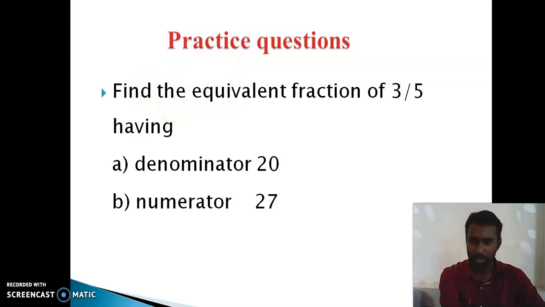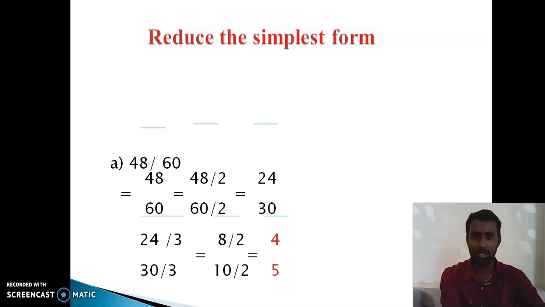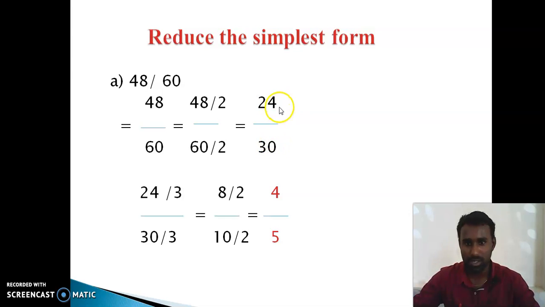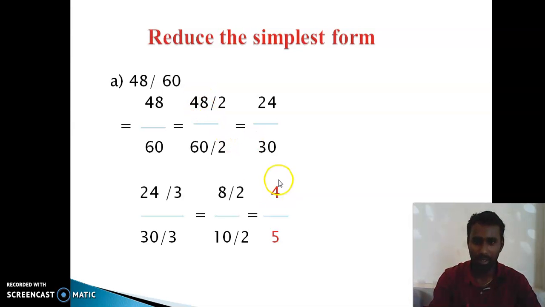Okay. So the next one is reduce to the simplest form. I already said the simplest form means dividing by a common number. Starting from 2, divide this number by 2 and this number also by 2. That gives 24 divided by 30. Again, the same number divides both, so if you divide by 3, here also 3, here also 3. So 8 divided by 2 is 4. Dividing by the same number, finally we cannot simplify it further. That is your answer, the simplest form.